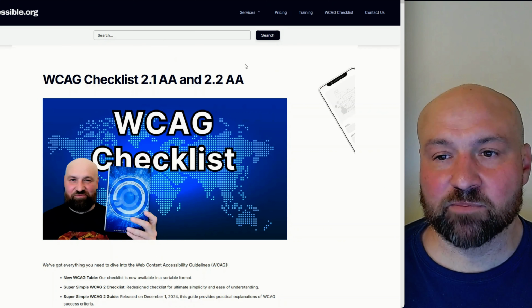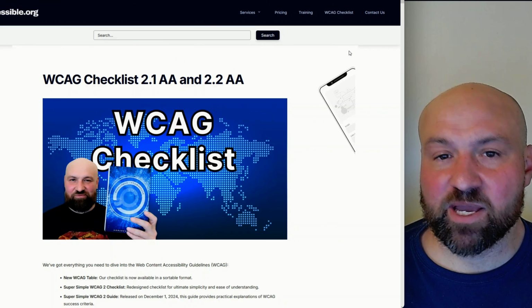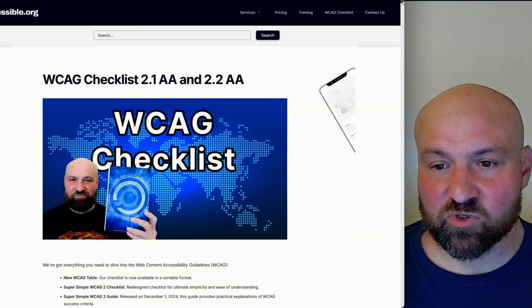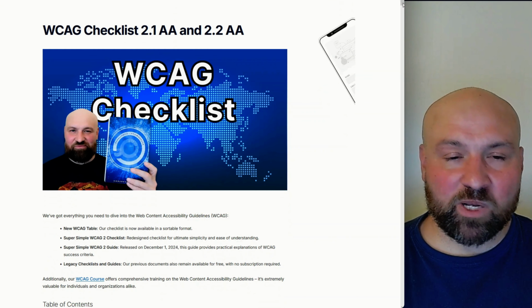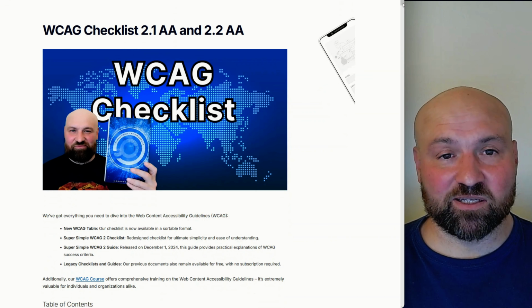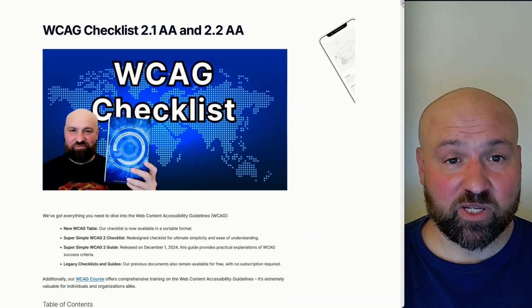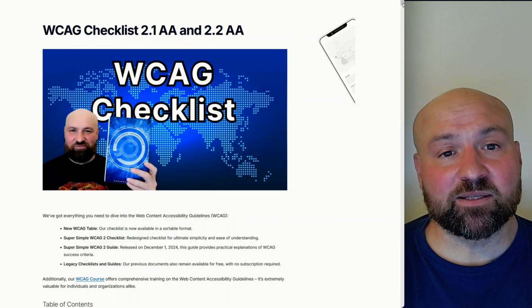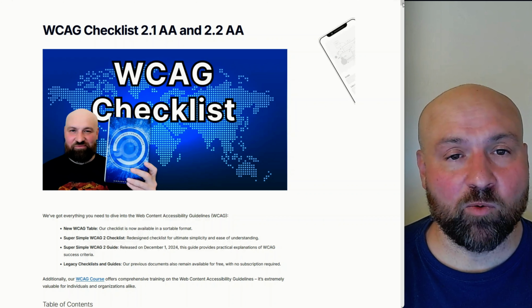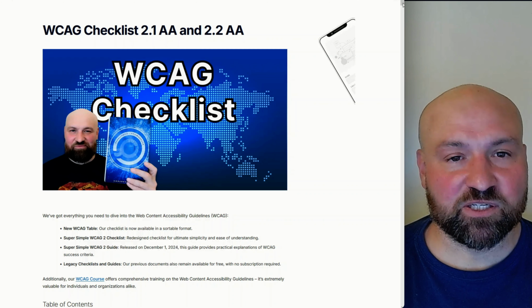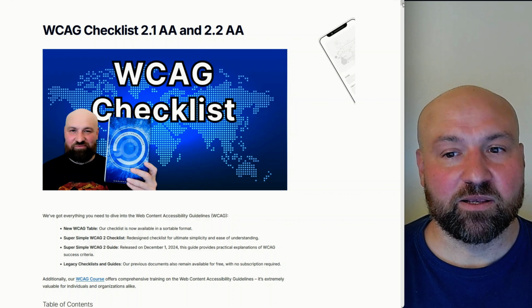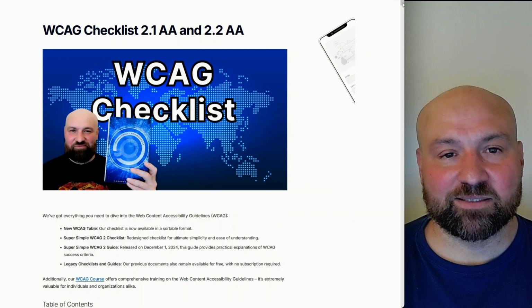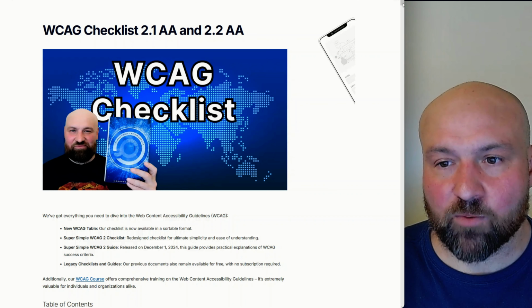Now let's continue on. We're going to go to the WCAG checklist page on accessible.org. So what's really helpful for a lot of people when they just get started with the Web Content Accessibility Guidelines is to go straight to a checklist. Now, a checklist is going to give you the key takeaways from the success criteria, but it's not going to give you everything you need to know.